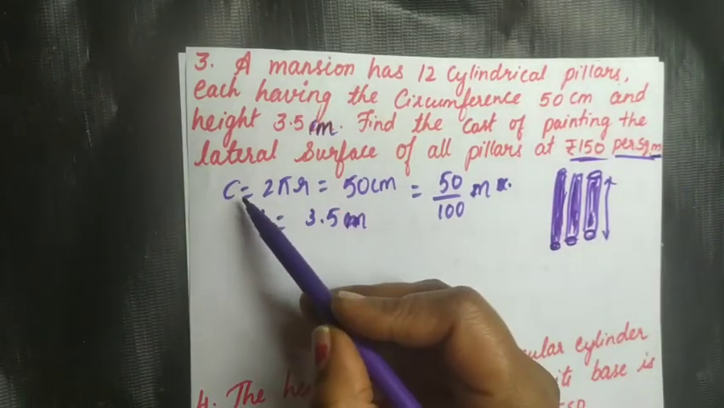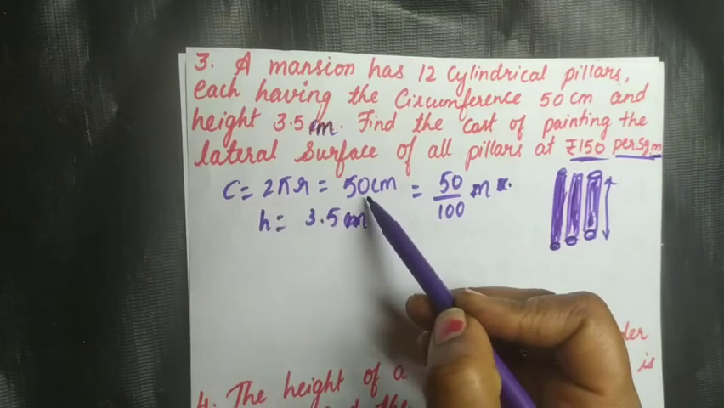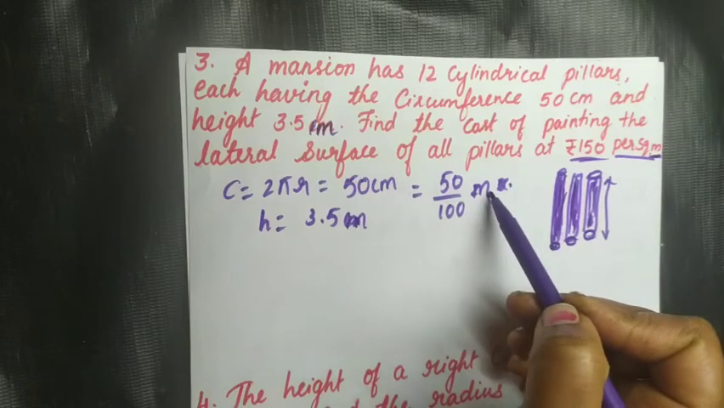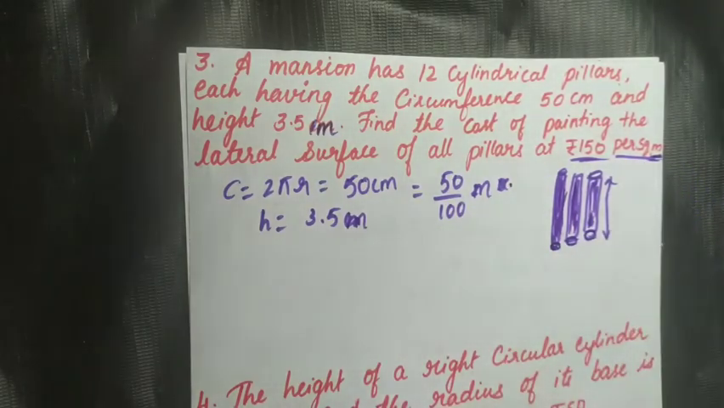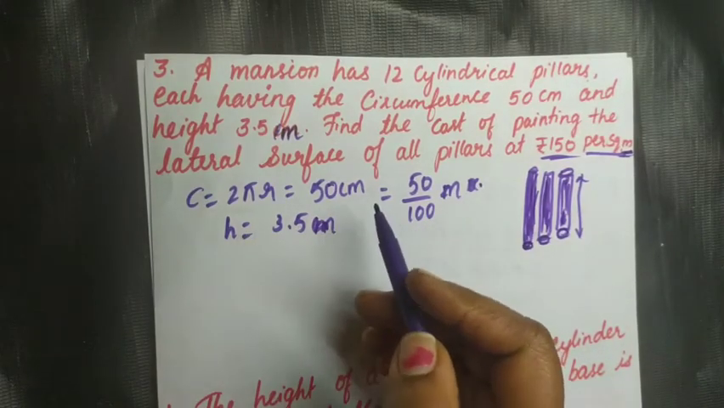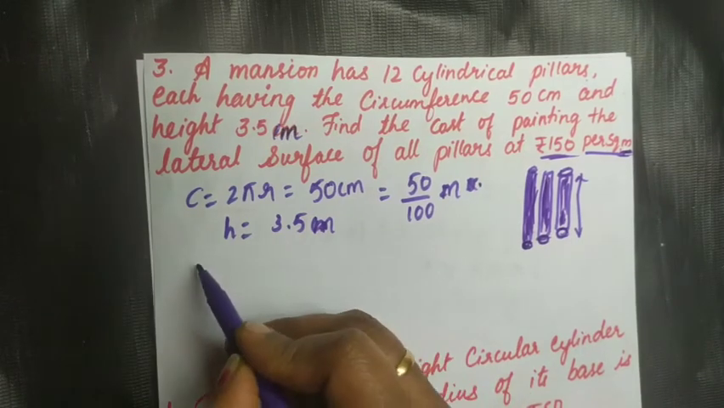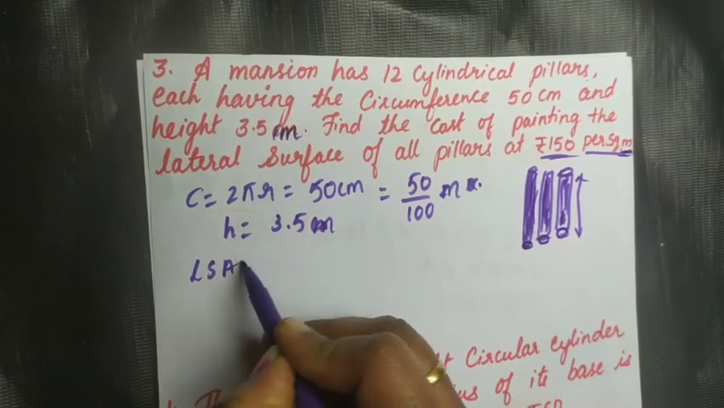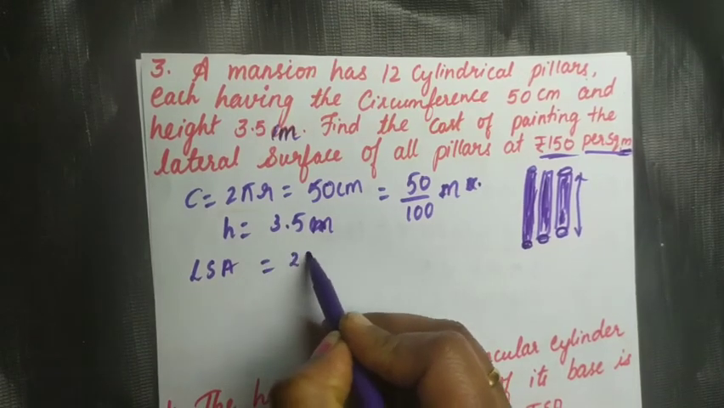Now what is given here? Circumference is nothing but 2 pi r, which is 50 centimeters. So we have converted into meters because the cost is given per meter. Now height is 3.5 meters, it is given. Now the lateral surface area of a cylinder is equal to 2 pi r h. Yes, no? So it is 2 pi r h.